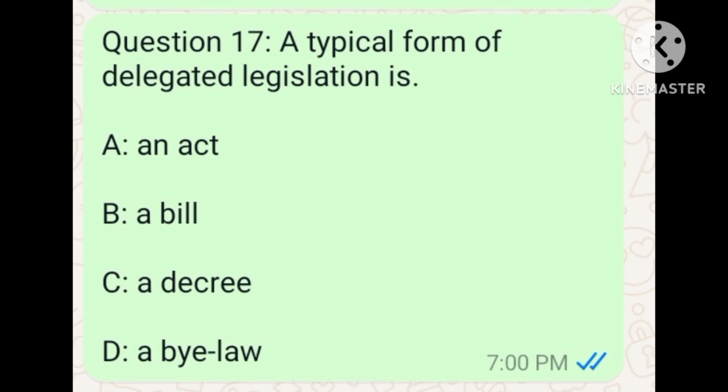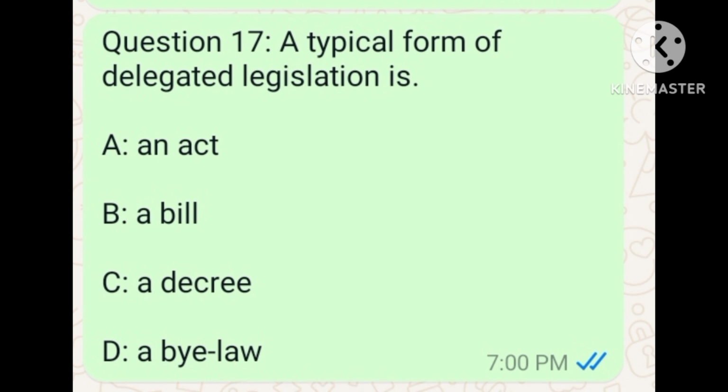The question is, a typical form of delegated legislation is option A, an act, option B, a bill, option C, a decree, option D, a bylaw. Delegated legislation are laws made by other bodies other than the legislature. Remember that the primary function of the legislature is to make law. If other bodies make law other than the legislature, we call such law delegated legislation because they assign their responsibility to them. An act are laws made by the parliament.